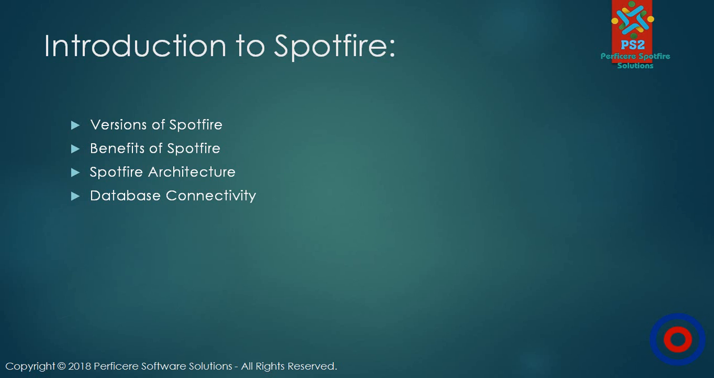Also, we are going to explain the benefits of Spotfire, where we are comparing with QlikView and Tableau, and how it is beneficial as compared to other tools. Then we are going to explain the Spotfire architecture, how many layers there are, which components are available in each layer, and how these components are working. Then we come to database connectivity: which databases we can connect, what the requirements for those databases are, and how we can import the data from these databases into Spotfire. So this is the introduction to Spotfire.